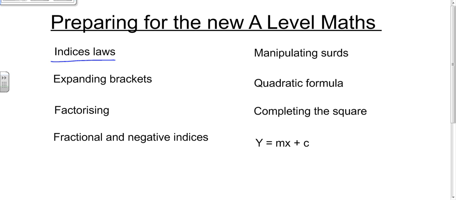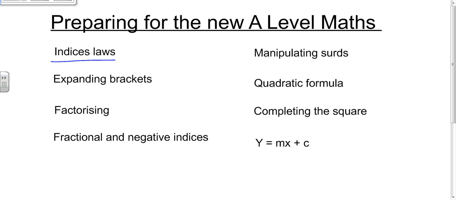laws. The other videos you can see are expanding brackets, factorising, fractional negative indices, manipulating surds, quadratic formula, completing the square, and y equals mx plus c. All of which will come up in the first 2 or 3 months of your A-level maths, so it's good to have a head start. The first one, indices laws, is quite simple.